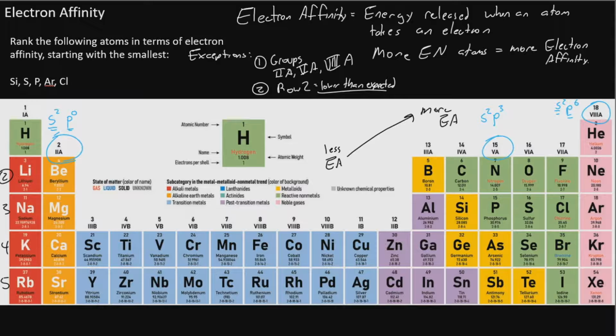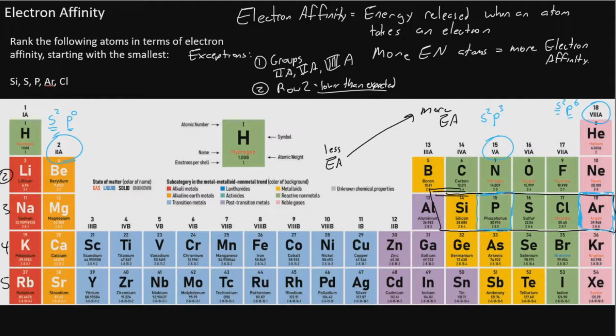Now let's locate the elements on the table. Silicon, sulfur, phosphorus, argon, and chlorine are these elements in row 3 of the periodic table. In general, we would work left to right. However, 2 of these elements are in the exception groups: phosphorus from Group 5A and argon from Group 8A. So we should consider phosphorus and argon to have the smallest electron affinity.